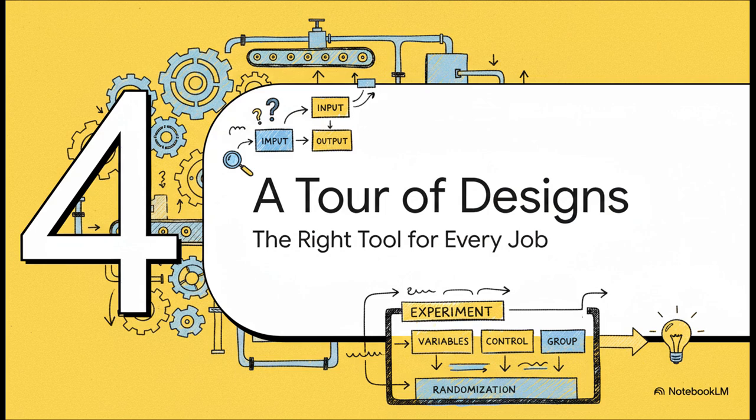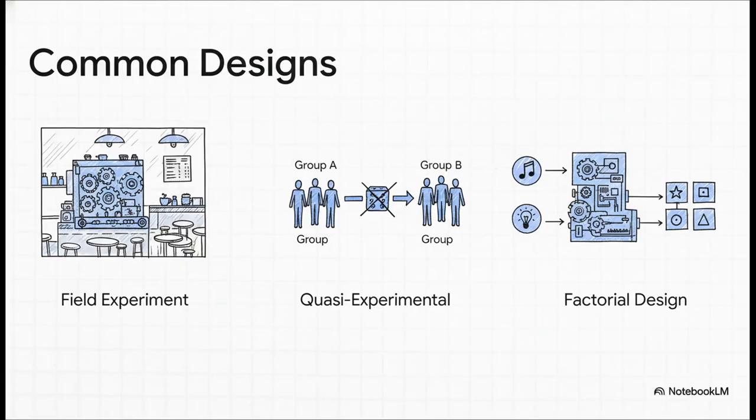Now let's take a quick tour of designs because there really is a right tool for every job. Once you get this core logic down, you start to see that experiments can be shaped and adapted for pretty much any situation. So, that coffee shop test we designed, that's a classic field experiment because it's happening out in the real world. But what if you can't randomize? Like, say you have to use two different stores that already exist. Well, then you'd use a quasi-experimental design. It's not quite as clean, but it's still really powerful.